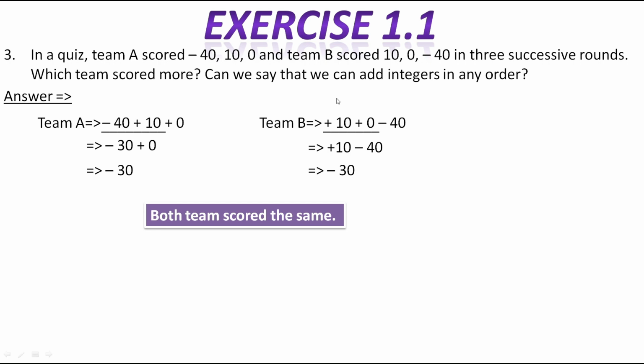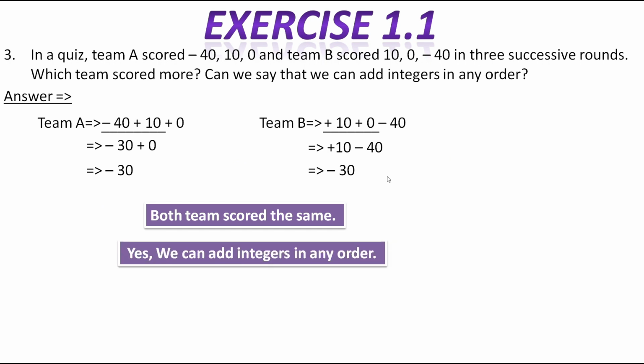Okay, now the next question is, can we say that we can add integers in any order? Yes, see here, the same numbers are scored by both the teams, but just the rounds are different. That means the position of the numbers are different. Here the first is -40, here the last is -40. Even though we add anyhow, we got the same answer, right? So we can say that we can add integers in any order.